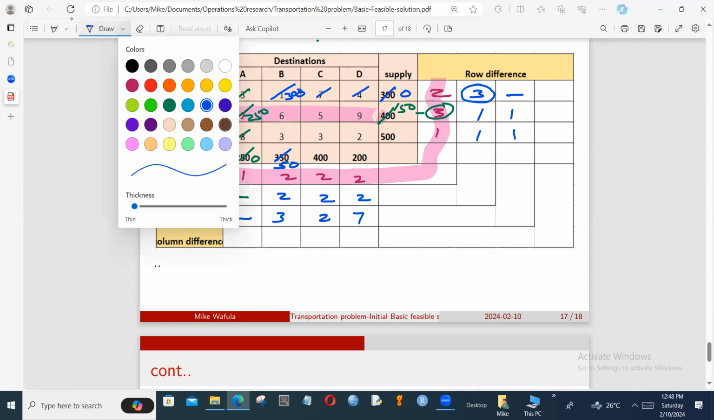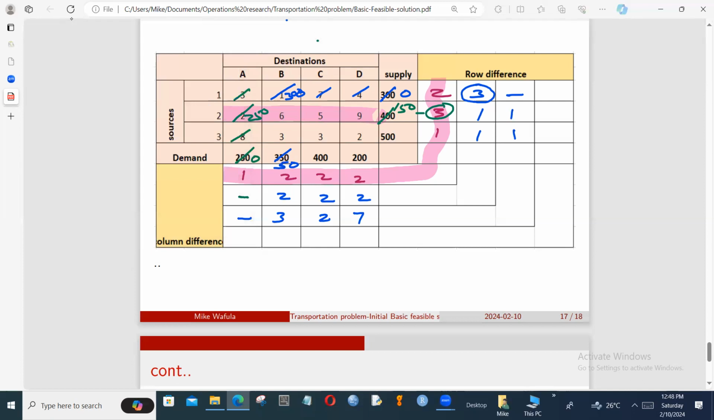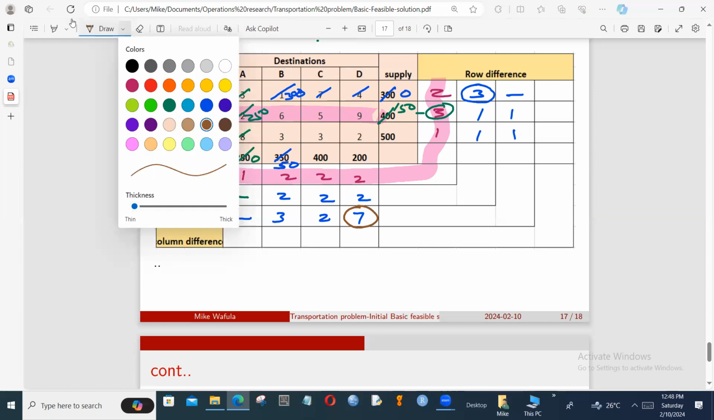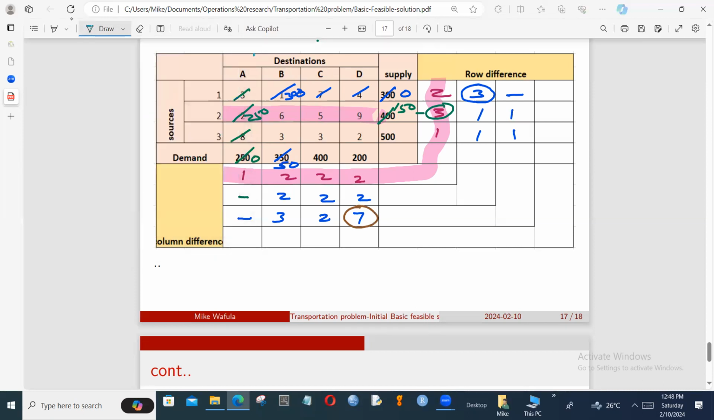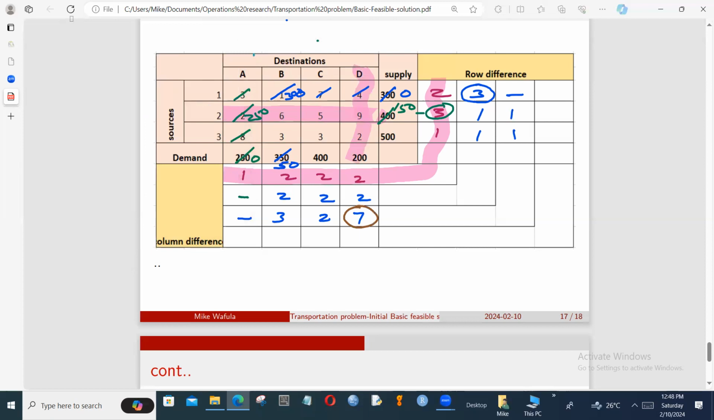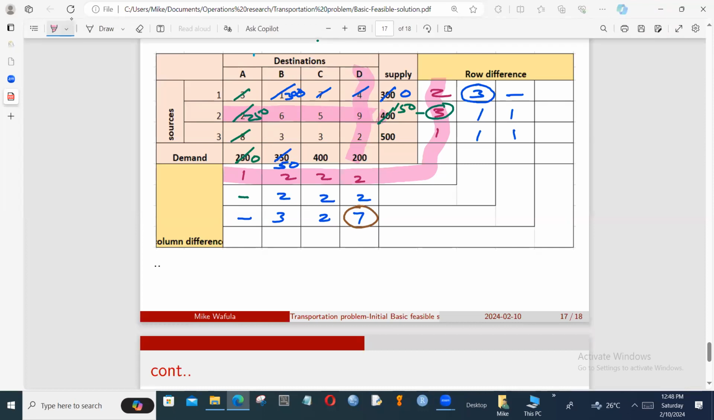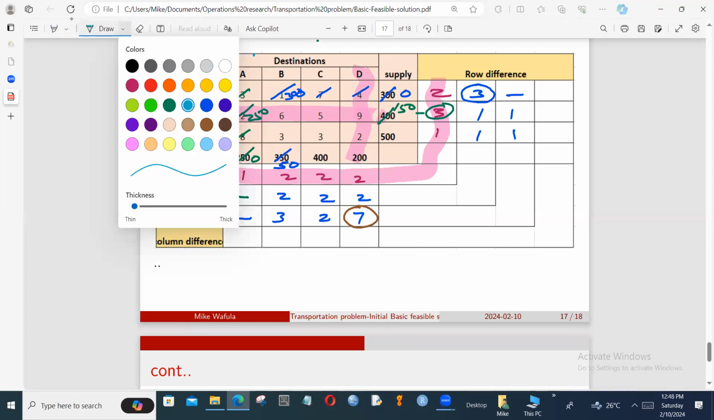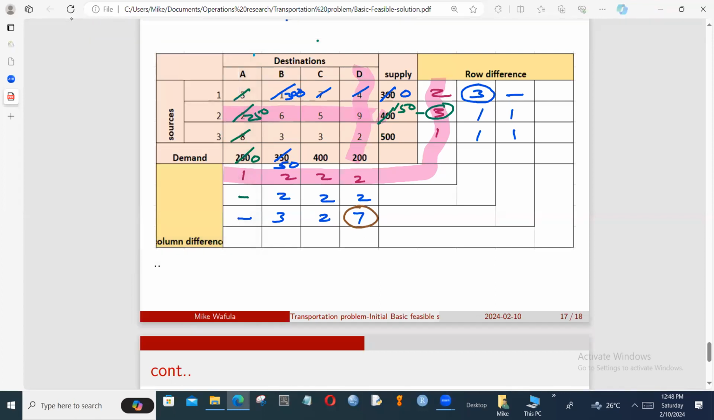Now at this stage you can see the 7 is the highest, right? 7 is the highest. So that means now 7 corresponds to this particular column D. So that is the one we need to first assign, but we assign only the best cell in that particular column.